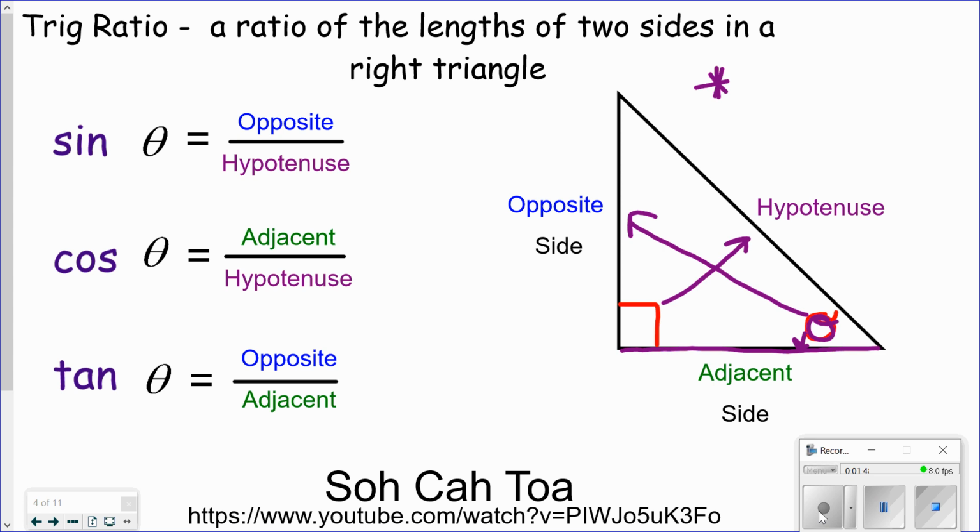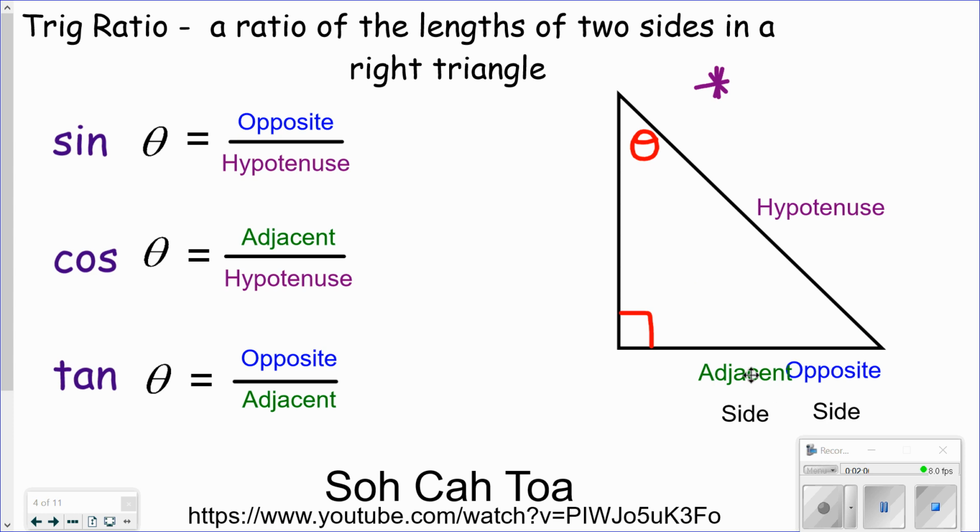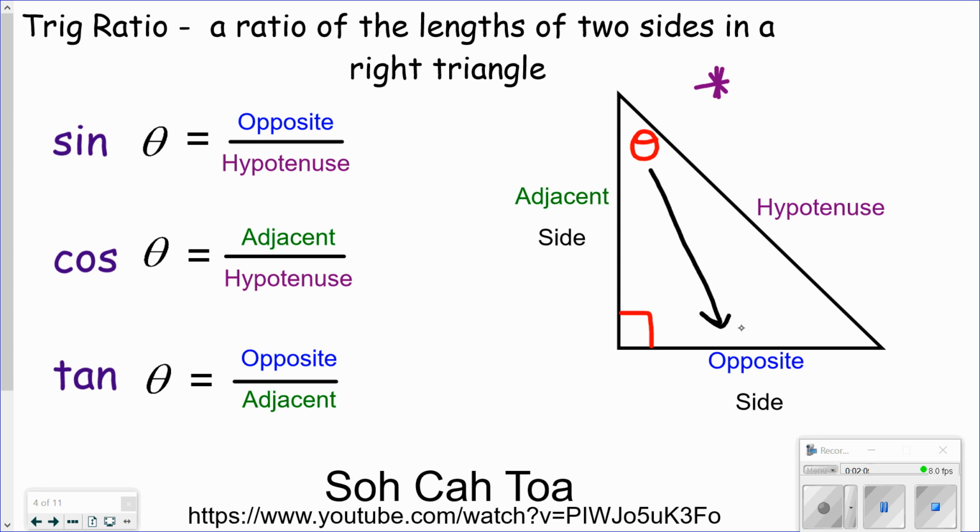Now, if we were to move theta into the other angle measure, our opposite and adjacent side would change. So if I moved theta there, these would have to be switched. And now this side would be opposite because it's on the opposite side of the triangle, and this would be the adjacent side.